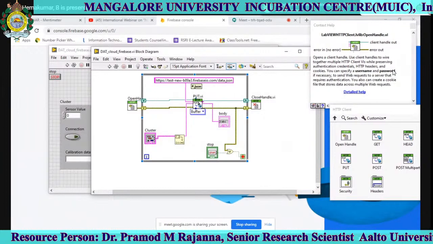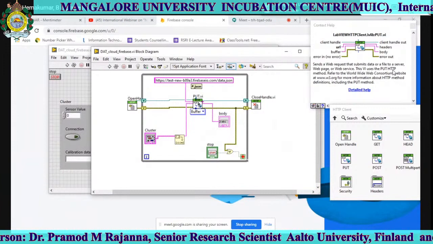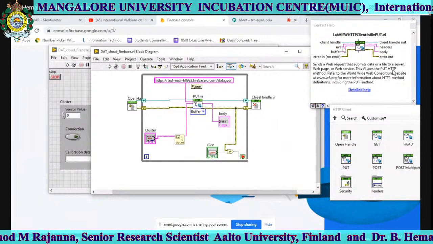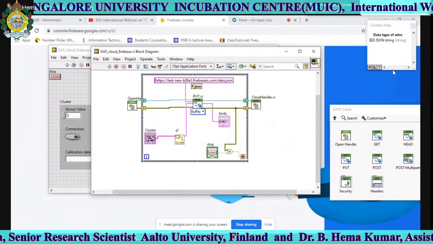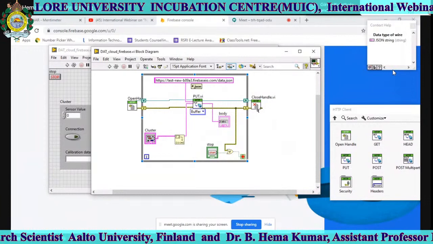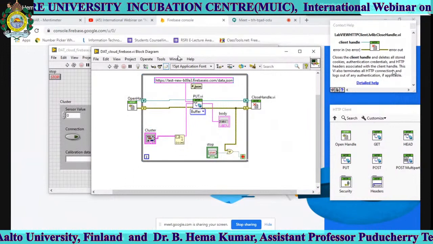To send data into the cloud, you have to use the command put. Okay, the command to be used is put. You can see in put, you need to give the URL where you send the data. Then you need to give the input data. This is a converter, which will actually convert your data to JSON. And you have a close handle. I'm just adding a while loop for this control. A simple while loop. Okay.